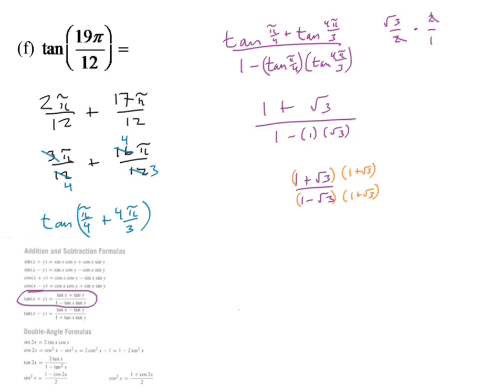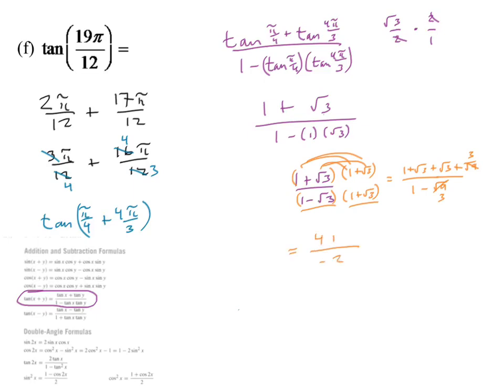I did 1 plus rad 3, and at the top, what we get is 1 times 1, which is 1, 1 times rad 3, which is rad 3, and then rad 3 times 1, which is rad 3, and then rad 3 times rad 3, which is rad 9. Rad 9 simplifies to a 3. And then on the bottom we have a difference of squares, so all you have to do is square the first term and then minus the square of the second term. When I square the second term, I get square root of 9, which is 3. So when I rewrite this, I get -2 on the bottom.